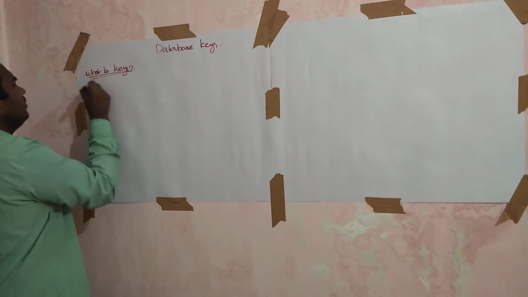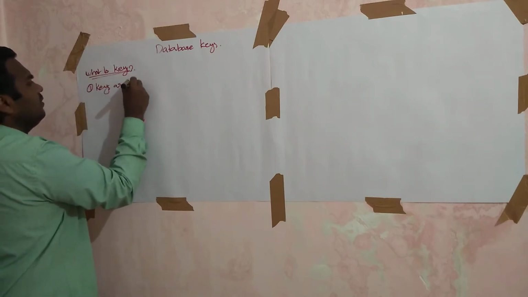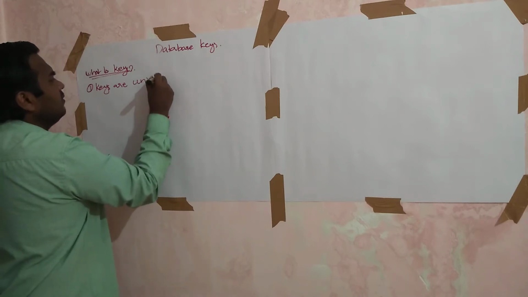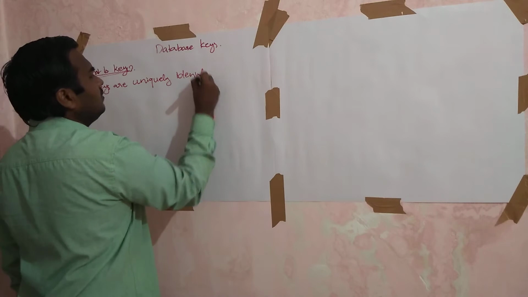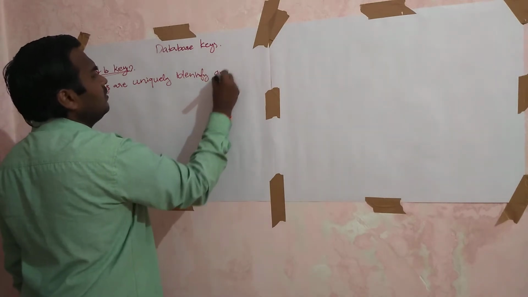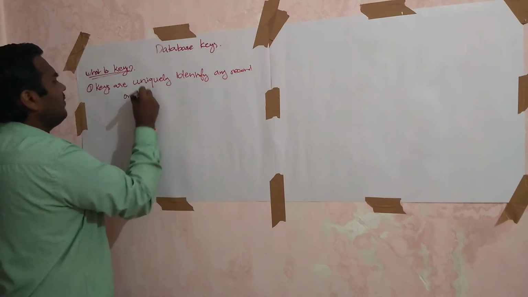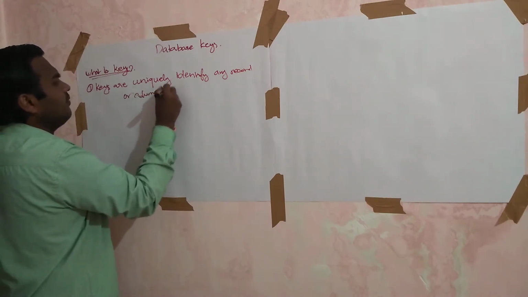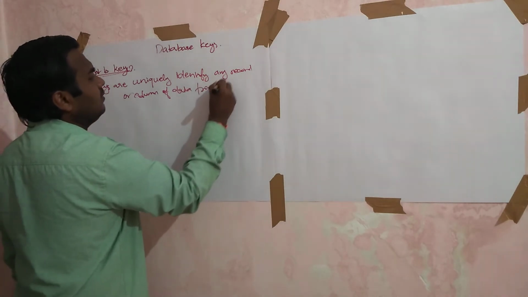First, keys uniquely identify any record or column of data from the table.